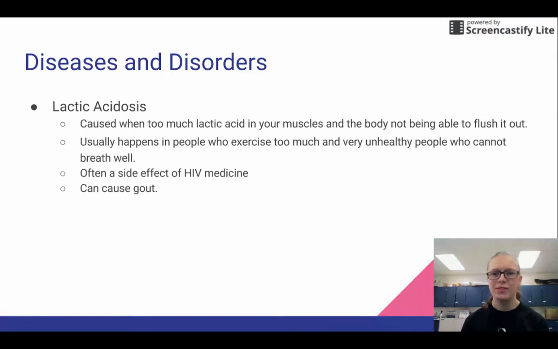And there is one particular disorder linked with lactic acid. It's lactic acidosis, and it's caused when too much lactic acid is in your muscles and your body can't get rid of it because you don't have enough oxygen to continue aerobic respiration, so you're constantly relying on anaerobic respiration. This usually occurs in people who exercise too much or are unhealthy and aren't getting enough oxygen. It can be a side effect of HIV medicine and can cause gout from the buildup of lactic acid in your muscles.